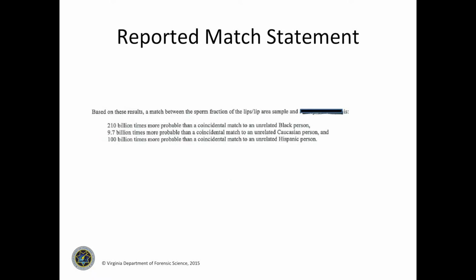Then our match statement, again, we keep simple and straightforward. Based on these results, a match between the evidence and the person is, and the match statement is, as you see there, 210 billion times more probable than a coincidental match to an unrelated black person. It's our policy that we report the statistics associated with the lowest match score of the best fitting genotype.